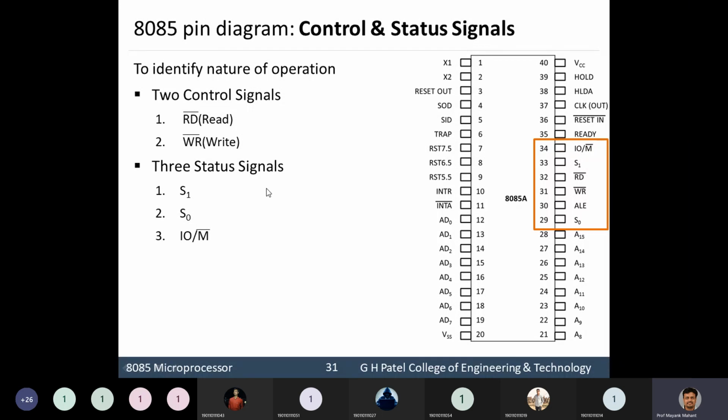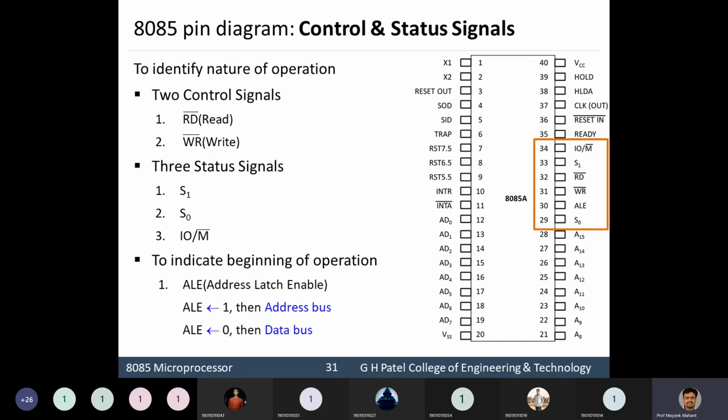There are other status signals: S0, S1, and IO/M. Whether you want to read your IO section or your memory section: if this signal is kept low, it would be reading the memory section. If this signal is high, then it would be reading the IO section. And we have the ALE signal, the address latch enable signal. If this ALE signal equals 1, I'll consider whatever is available over here as an address, and if it is 0, I'll consider it as data.